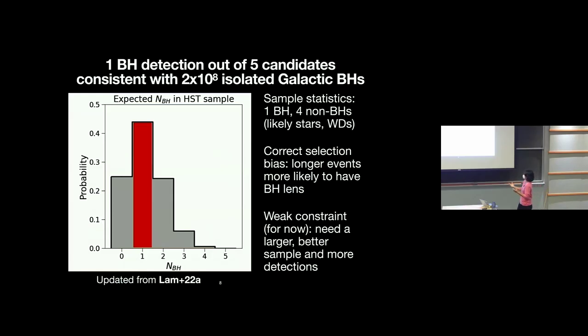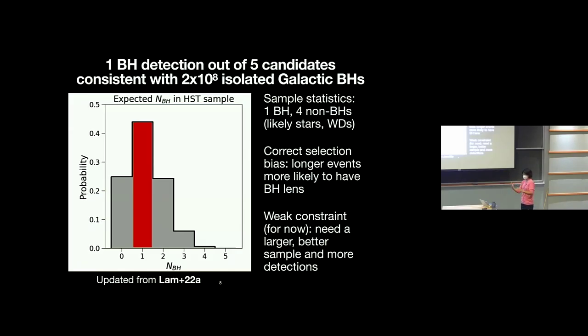Okay, so this is the histogram. The probability of success we calculate using the simulations. You can have 0 to 5 black holes in a sample of 5 objects. And you'll see that the probability of having anywhere from 0 to 2 or 3 black holes is consistent with this prediction of 2 times 10^8 stellar mass black holes in the Milky Way. So we detect one object, it is consistent. It looks a little bit silly, but it's because we only have 5 objects. But this is a proof of concept that this is something we can do with the Roman Space Telescope.